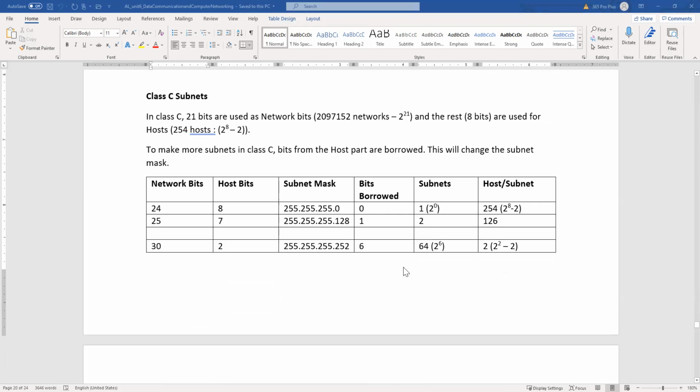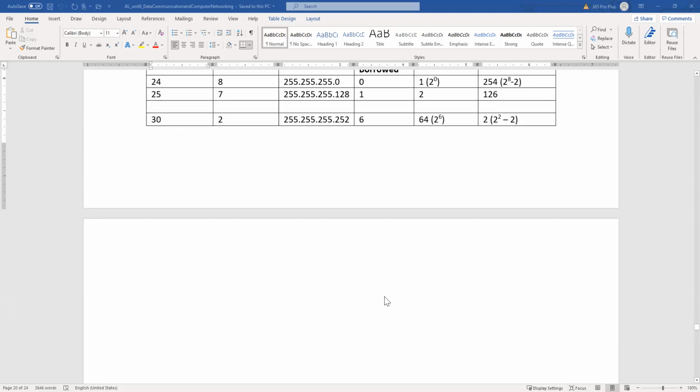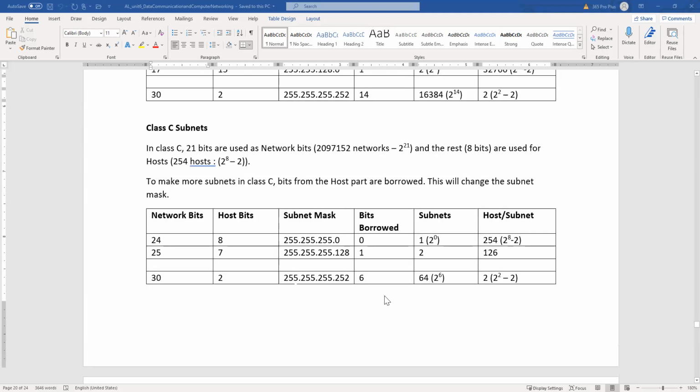Similarly, in class C, we know there are 24 network bits as well as 8 host bits. When you borrow 1 bit, it will create 2 subnets with 126 computers each. So how do you get 126? 2 to the power 7 minus 2. Okay, so those are the things we did at the very end.